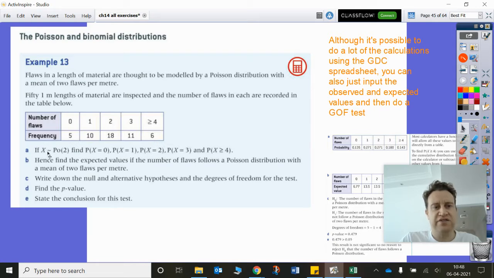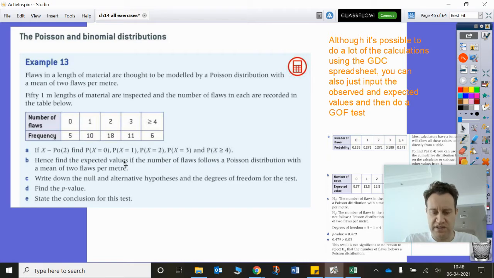So they're saying if X belongs to this Poisson distribution of mean 2, find the probability X is equal to 0, and so on. And then hence work out the expected values. So that's really straightforward, really. This is a discrete distribution, so we can simply go to Scratchpad, and we can say, well, what's the probability of getting X is 0?